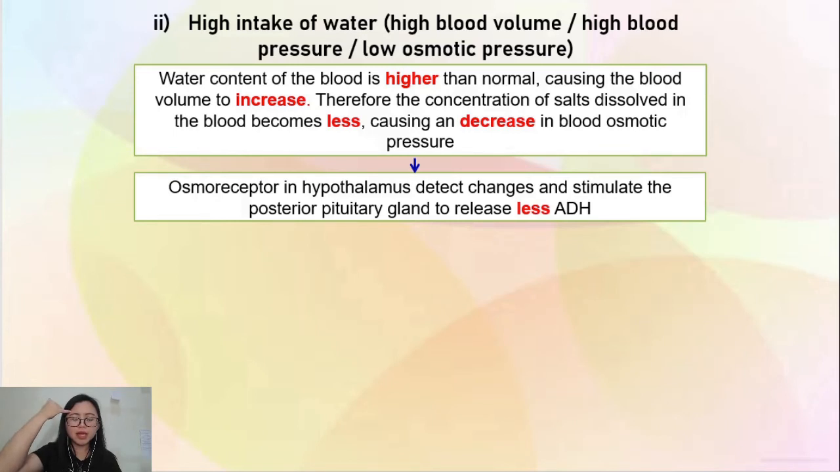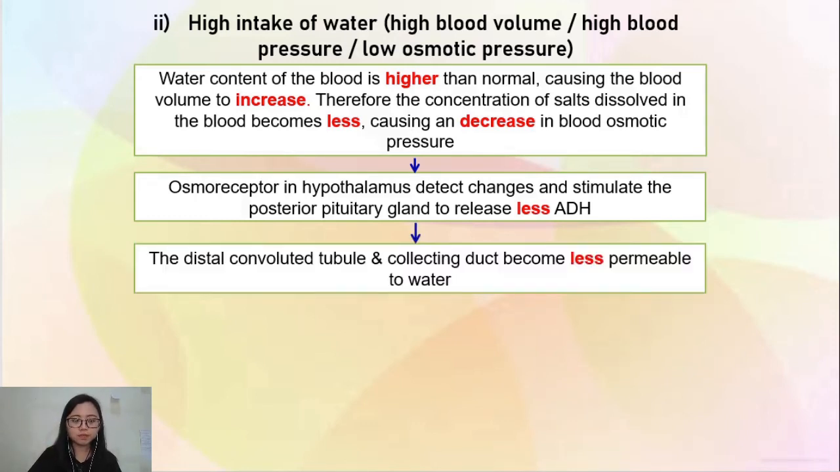Bila osmoreceptor detect, okay, there is decrease in blood osmotic pressure. Banyak air ni. Posterior pituitary gland, sila kurangkan berapa banyak ADH yang kamu hasilkan. Sometimes you can say release less ADH, sometimes you can write inhibit release of ADH. What happens when there is less ADH is the distal convoluted tubule and collecting duct become less permeable to water. Susah sikit sudah untuk air limpas membrane, distal convoluted tubule and collecting duct.